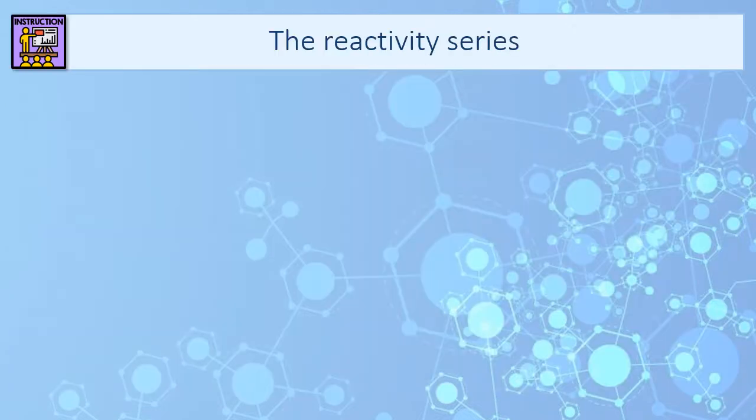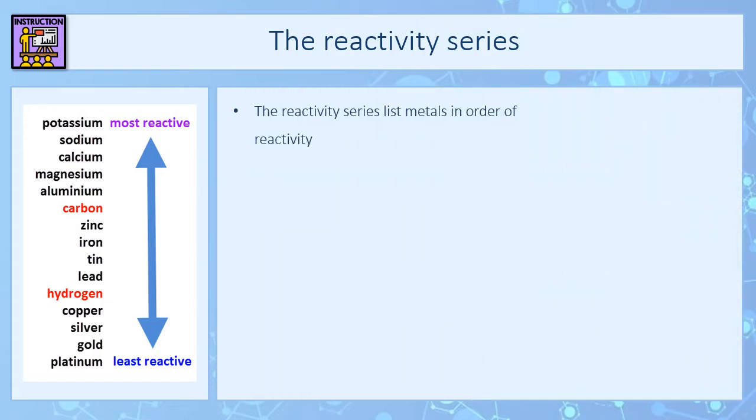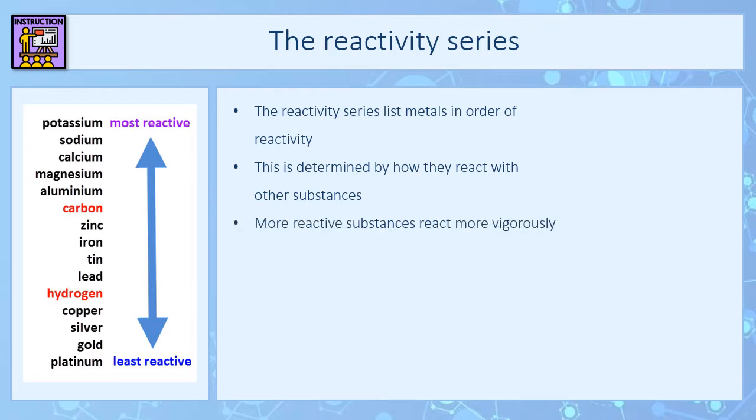So the first thing we're going to talk about today is the reactivity series, and this should be fairly familiar to you. Here is a picture of the reactivity series, and you can see that it lists metals along with carbon and hydrogen from most to least reactive. So it's ordering the metals by reactivity. The way that order has been determined is by how those metals react with other substances. And the more reactive substances will react more vigorously.